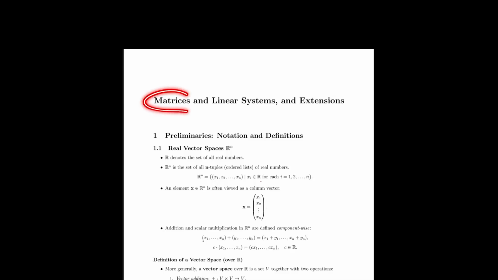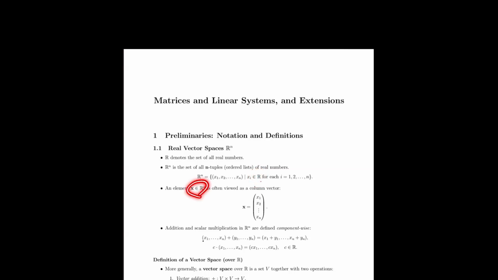The matrices and linear systems and some preliminary notations and definitions. Real space Rn. So what is the definition? Here R denotes the set of all real numbers. Rn defines n-tuples, that is, ordered lists of real numbers. So in that sense, you can define Rn as n numbers that are ordered. Each of those numbers belongs to the set of real numbers.